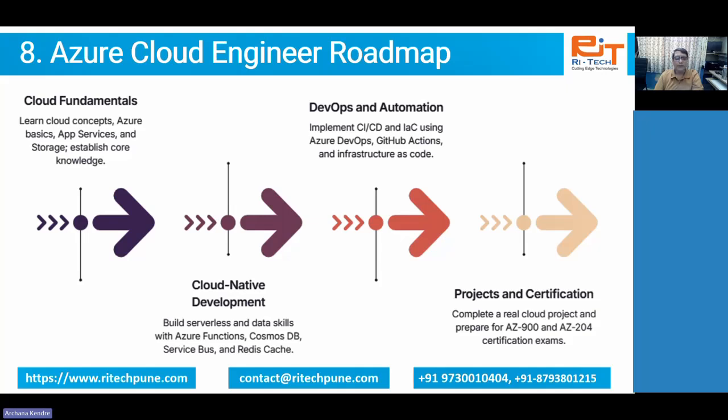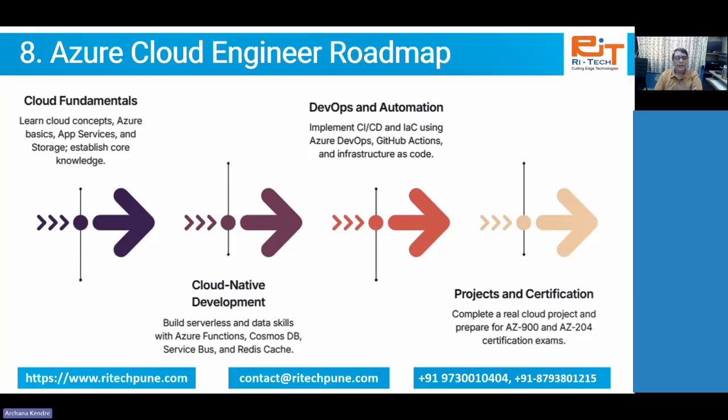In the second step, you can go for cloud native development. So build serverless applications and data skills with Azure Functions, Cosmos DB, Service Bus, and Redis Cache. In the next step, you can upgrade to DevOps and automation. So implement CI/CD using Azure DevOps, GitHub Actions, and infrastructure as code. And finally, you can go for the Microsoft certification and projects. So complete a real-world project and prepare for AZ-900 and AZ-204 certification exams.